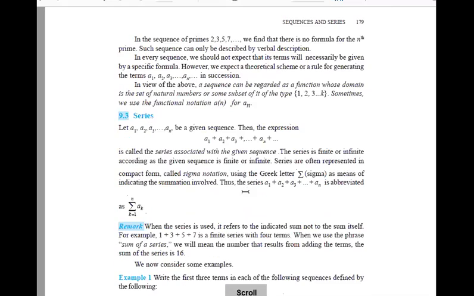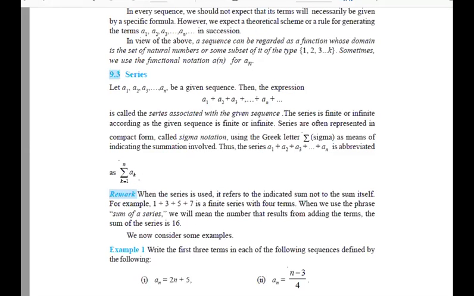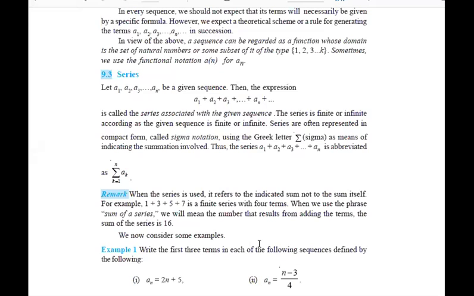Now try solving this question, because we haven't solved problems yet; we just went through the concepts. The first problem is: write the first three terms of each of the following sequences defined by this pattern. You have to find a1, a2, a3. An is given. Can you find a1, a2, and a3?